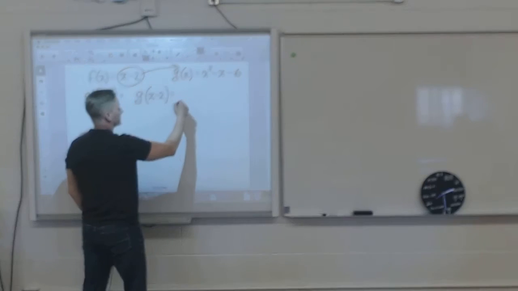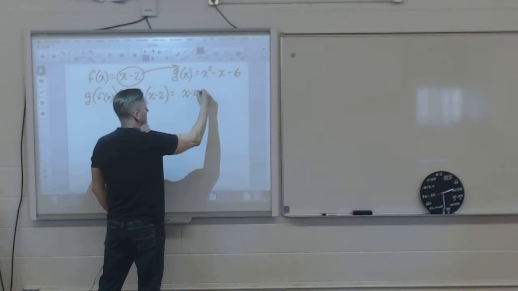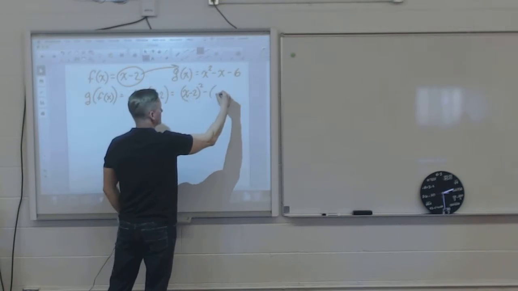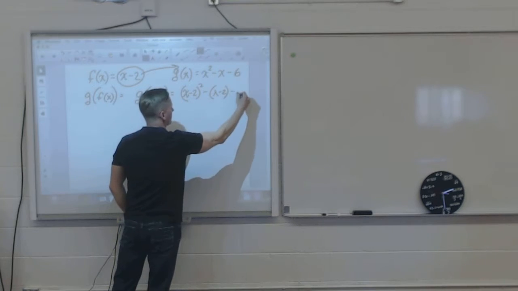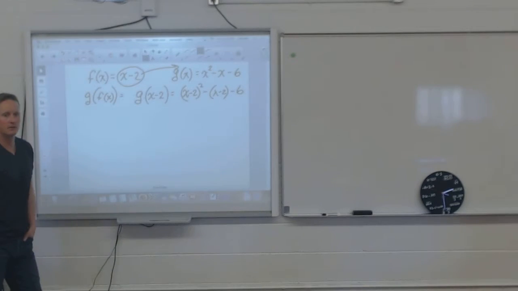Now, x minus 2 squared minus x minus 2 minus 6. Just like Jeffrey said. Is that better? Yeah, that makes sense. Okay? That's what I should have done to begin with. Sorry. Okay? That makes more sense now?